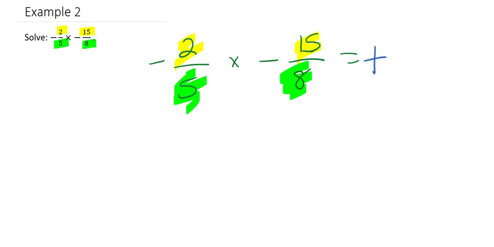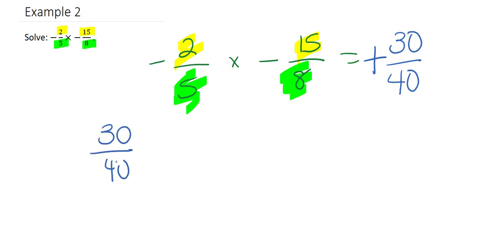Now, 2 times 15 would be 30. 5 times 8, well, that would be 40. Now, notice we have it as 30/40. So we can go ahead and actually reduce this fraction, right? So we have 30/40. It's positive, or we can just leave out the positive because we indicate that by just leaving it blank in front of it.